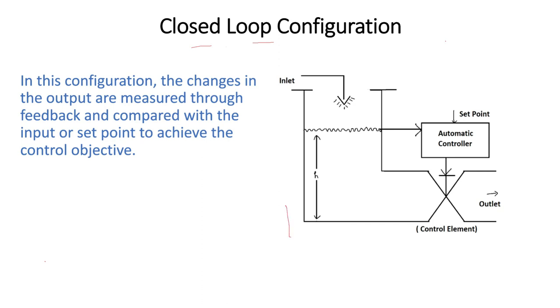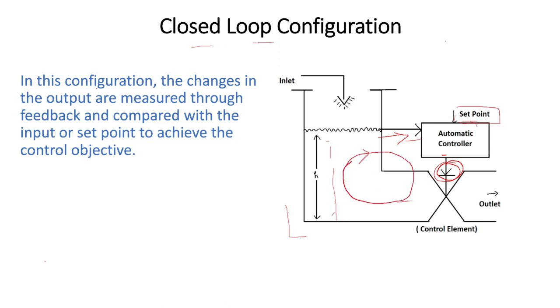This was your liquid level controller. So here this is your automatic controller and this is your output. Here it is taking feedback from the output and then comparing it with a set point, and then accordingly it is adjusting this control element which will help in maintaining this height h. So you can see that this is a closed loop type of configuration.